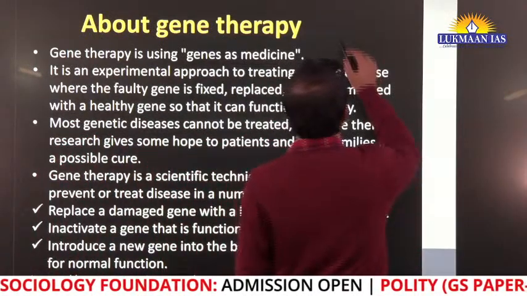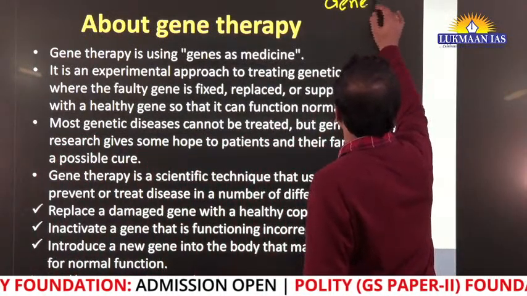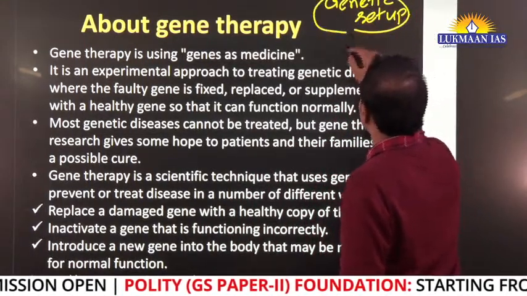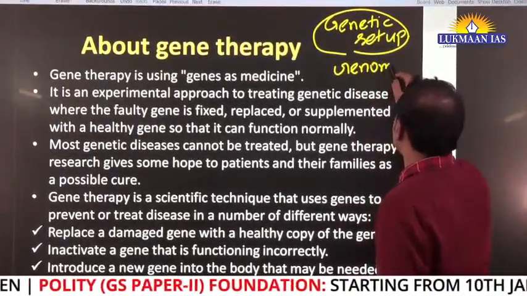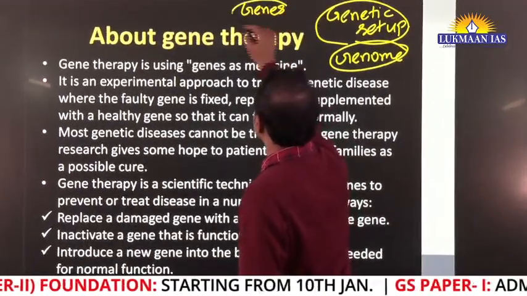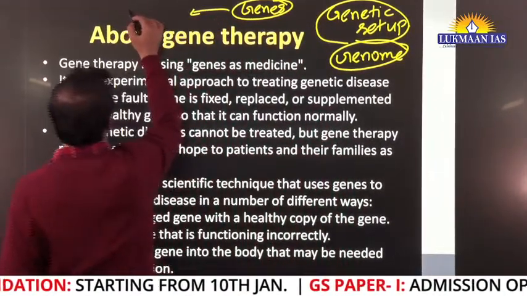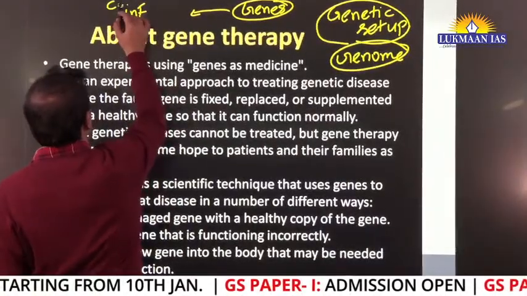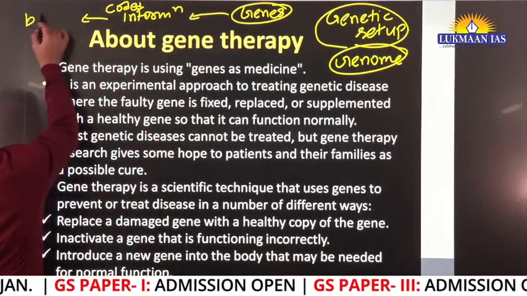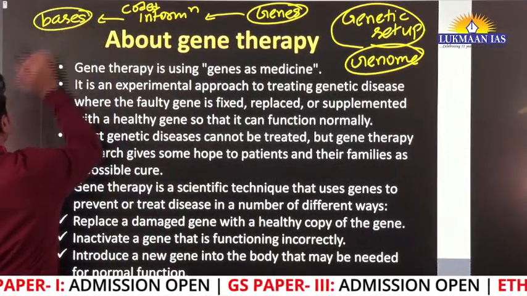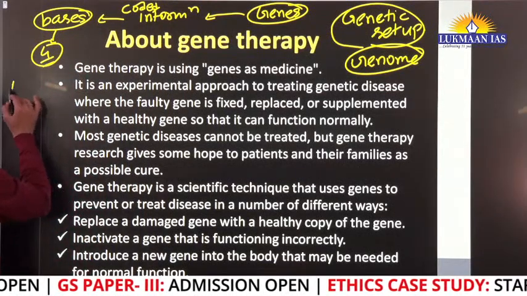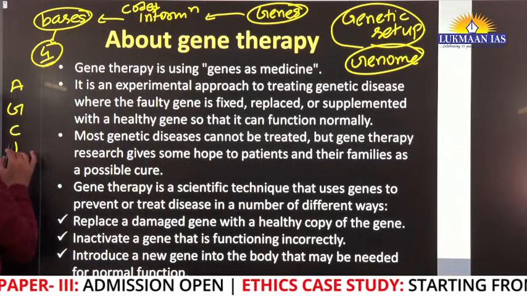We all know that our genetic setup, or simply the genome, is made up of a number of genes. These genes are nothing but coded information. Now, how is this coded information given? In terms of bases. How many bases are there? Four bases. Which are these four bases? You should know: A, G, C, T.